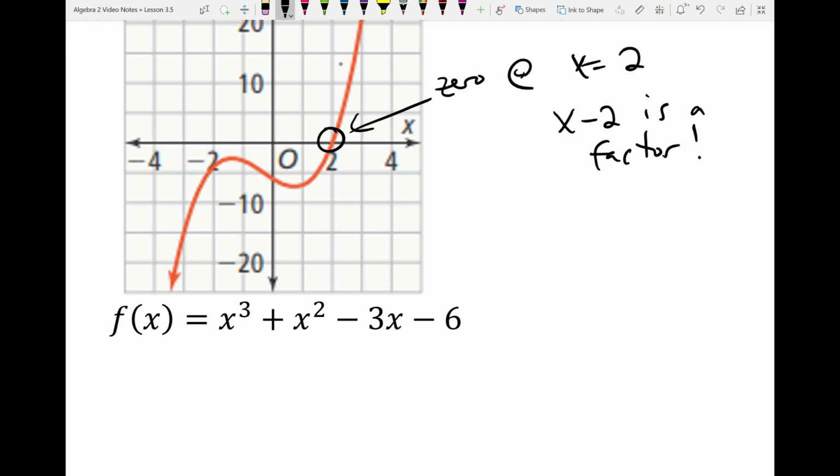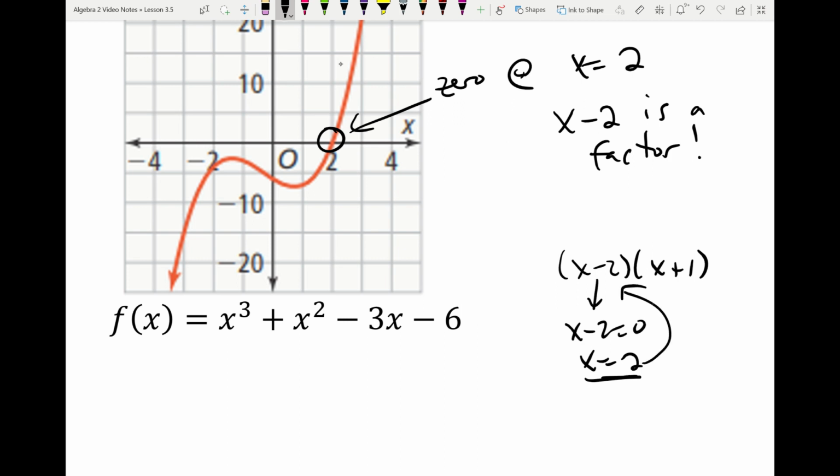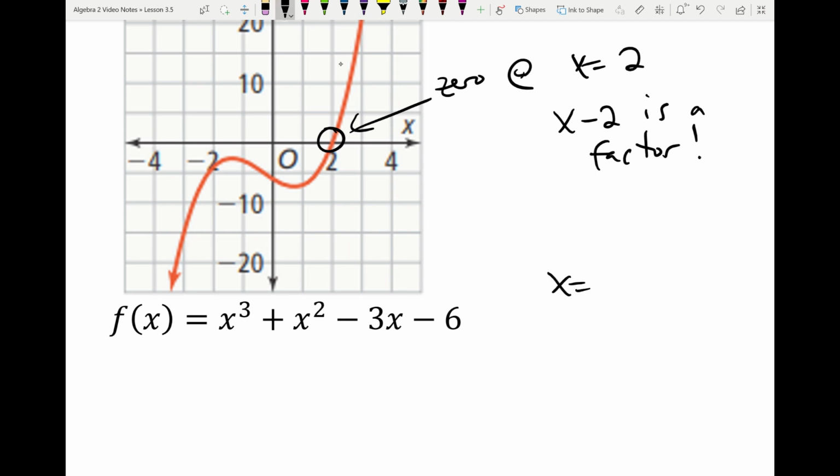How do we know that? Well, let me just give you a quick example. If we had x minus 2, x plus 1, we know that x minus 2 is equal to 0, which means x is equal to 2. So if 2 is a 0, then x minus 2 is a factor. We're just going backwards here. If x equals 2, that means x minus 2 is a factor. If we knew that the 0 was x equals -1, that would imply that x plus 1 is a factor. So that's how you can go backwards between those two.